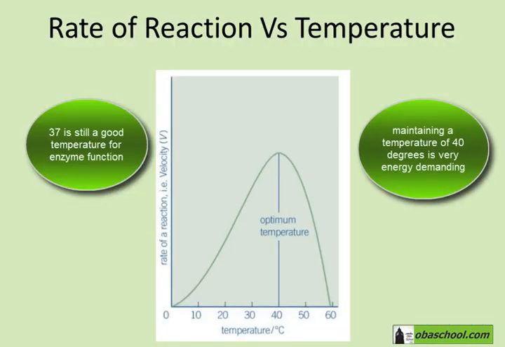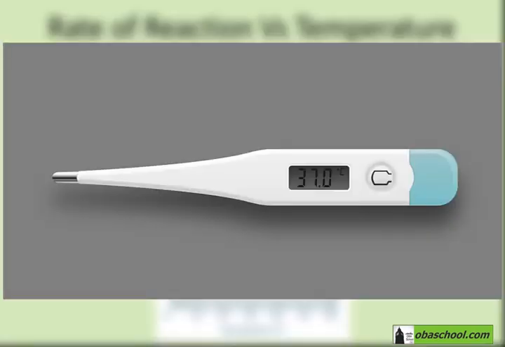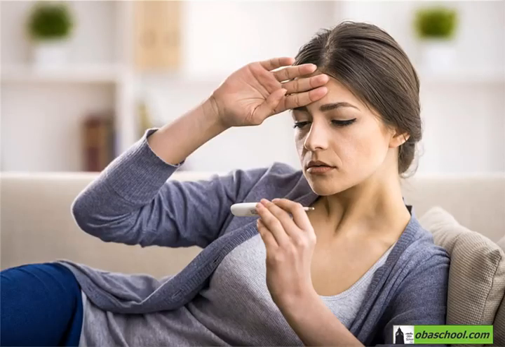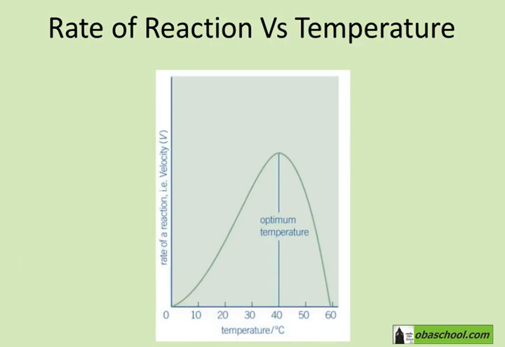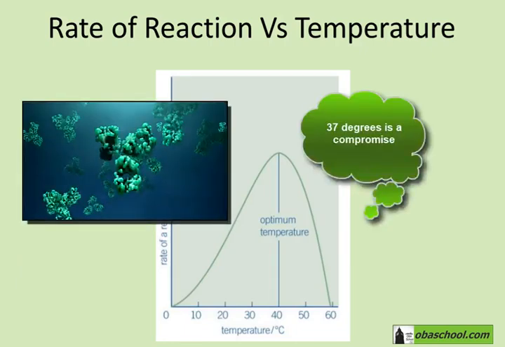Maintaining 37 degrees Celsius is more feasible. And also, this gives you room when you become sick. Your temperature can rise to 40 degrees Celsius without denaturing your proteins. Remember that enzymes are not the only proteins in your body. There are other proteins that can also be denatured at high temperatures. Some proteins in your body are denatured beyond 37 degrees Celsius. So this is basically a compromise between enzymes and other proteins of the body.